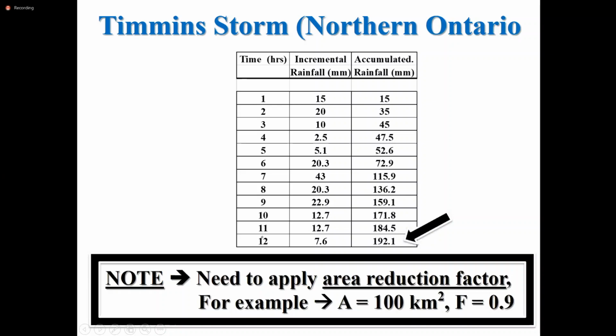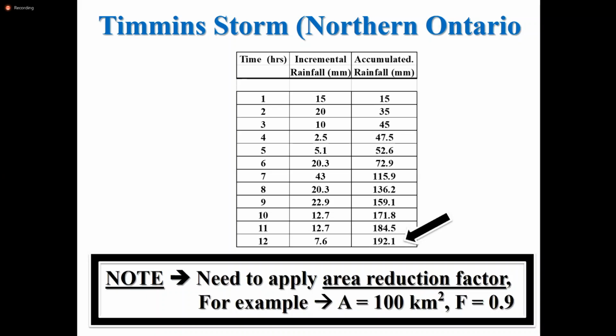Timmins storm is a 12-hour storm for northern Ontario, and the total rain amount that happened was 19.2 centimeters. How much is that? 19.2 divided by 2.4 is 7.6 inches of rain, meaning more than half a foot of water running over land. A lot of rain, a very heavy storm.